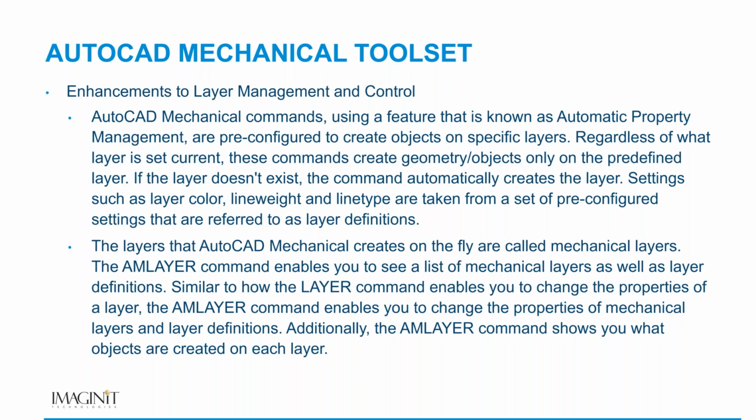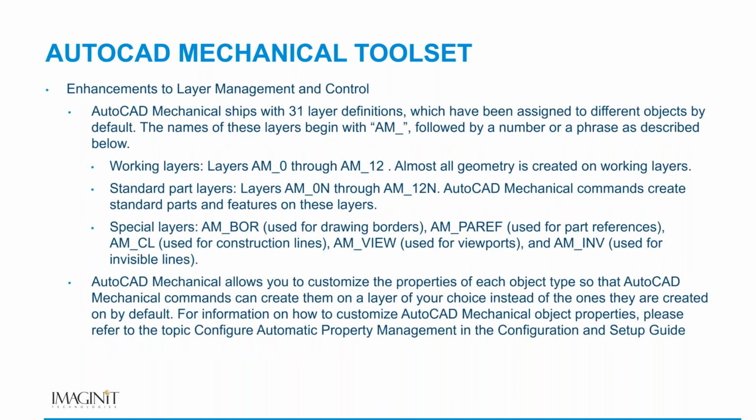Similar to how the layer command enables you to change properties of a layer, the AM layer command enables you to change properties of mechanical layers and definitions, and it shows you what objects are created on each layer. In addition, AutoCAD Mechanical ships with 31 layer definitions that have already been assigned to different objects by default. These layers all begin with AM underscore. So if any of you are working with AutoCAD Mechanical and you wonder where all these AM underscore layers came from, those are part of the standard definitions that are included.